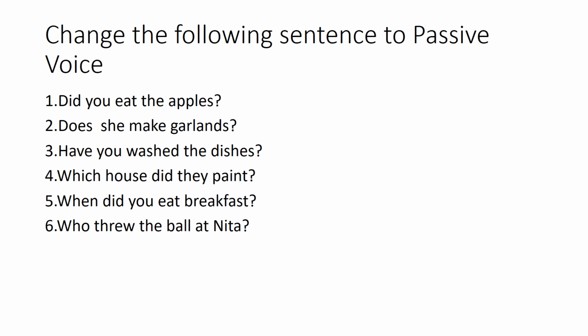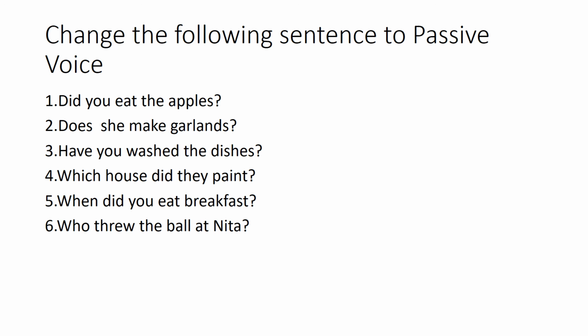In the third example, again auxiliary verbs like have, has in active voice change to has, have, been plus past participle of the verb. Have you washed the dishes? Have the dishes been washed by you? Passive voice.